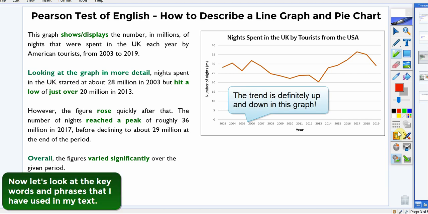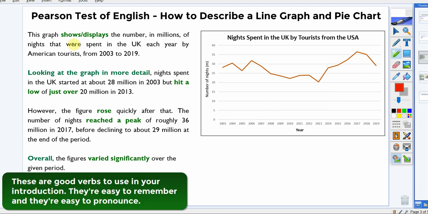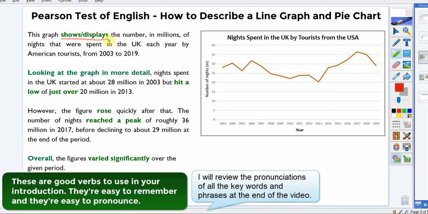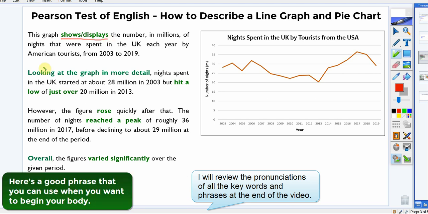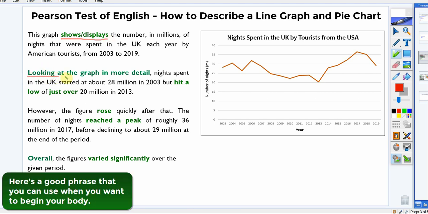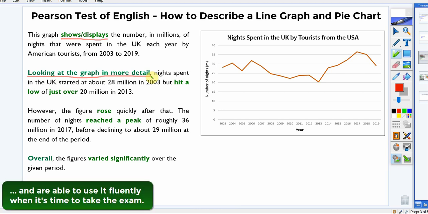Now let's look at the key words and phrases that I have used in my text. These are good verbs to use in your introduction. They're easy to remember and they're easy to pronounce. Here's a good phrase that you can use when you want to begin your body. I recommend that you practice saying this phrase so you remember it and are able to use it fluently when it's time to take the exam.